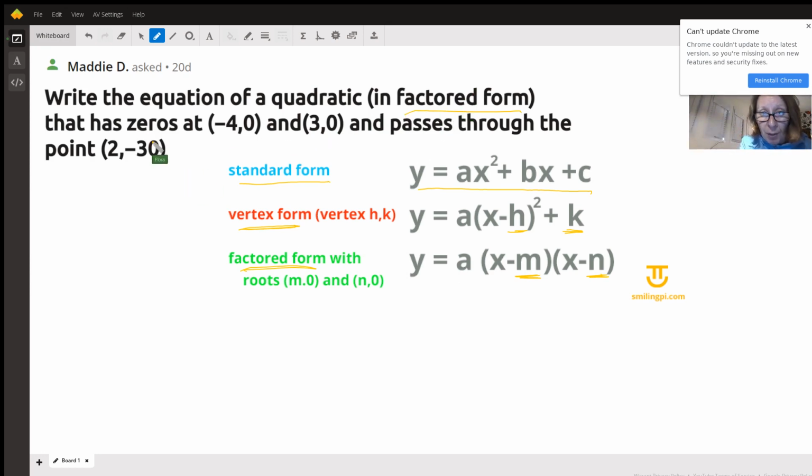It gives you the roots, which is the same as the zeros, at (-4, 0) and (3, 0). So our equation would be y equals a, that's our stretch factor, we don't know that yet, times (x plus 4). Remember it's x minus m, and m is -4, so minus -4, which is the same as plus 4. And then we'll get x minus n, and our other root or zero is 3, so x minus 3. So we've got our equation to that point.